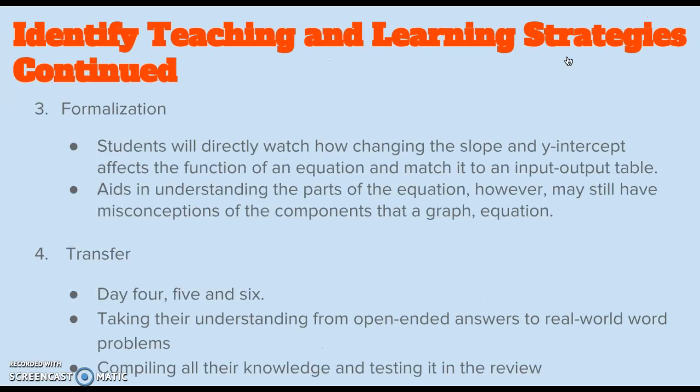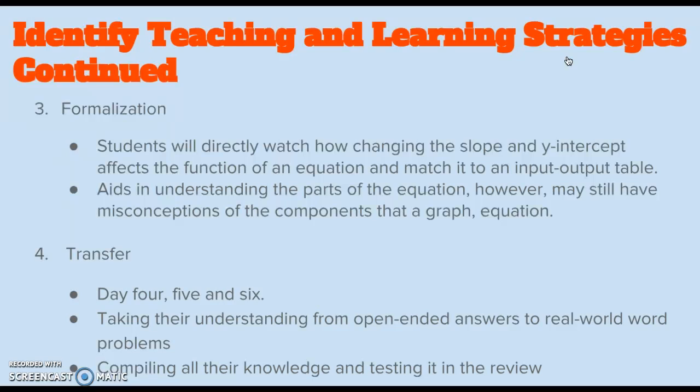Step 3 in Brewer's approach is formalization, which will take place on days 3 and 4. During this time, students will directly watch how changing the slope and y-intercept affects the function of an equation and how the equation matches a table. At this point, they should understand the parts of the equation, but may not fully understand how the components can affect the graph, table, and equation altogether.